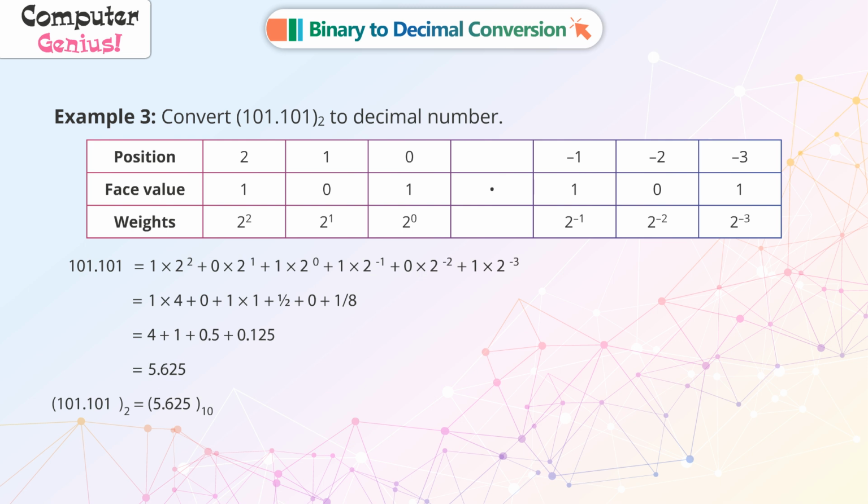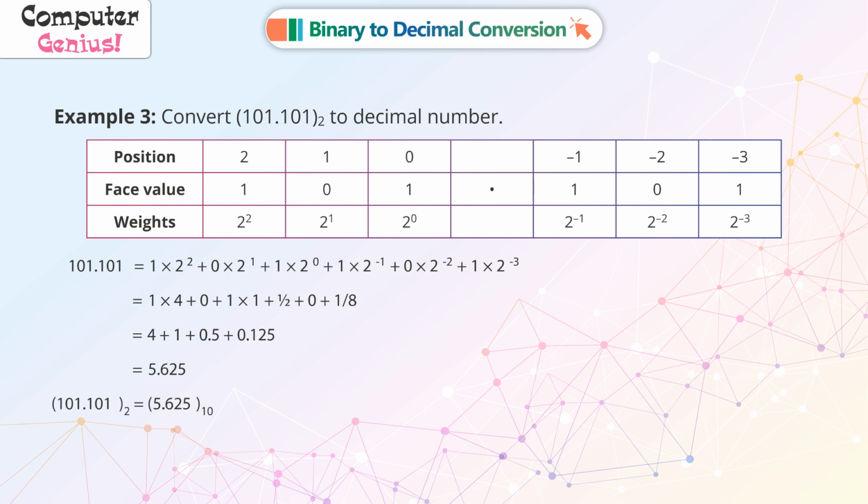101.101 is equal to 1 times 2 raised to the power 2 plus 0 times 2 raised to the power 1 plus 1 times 2 raised to the power 0 plus 1 times 2 raised to the power -1 plus 0 times 2 raised to the power -2 plus 1 times 2 raised to the power -3 is equal to 1 times 4 plus 0 plus 1 times 1 plus 1 by 2 plus 0 plus 1 by 8.